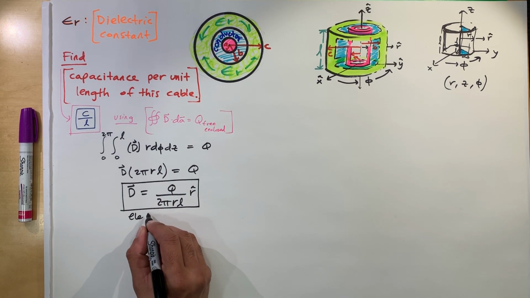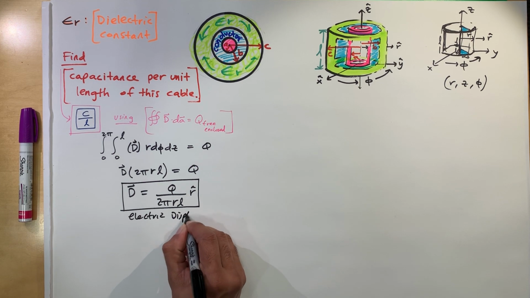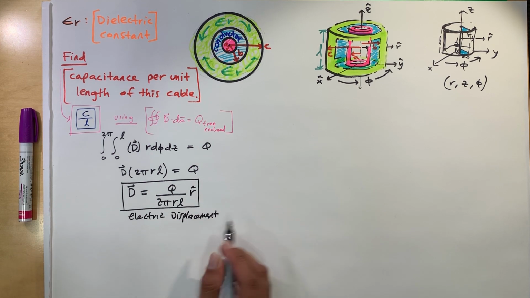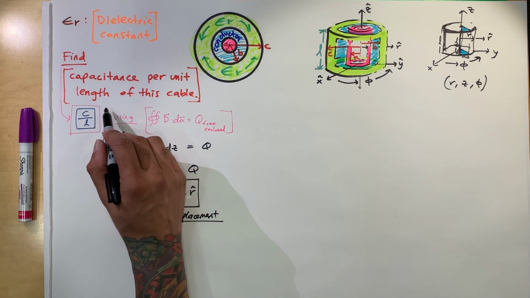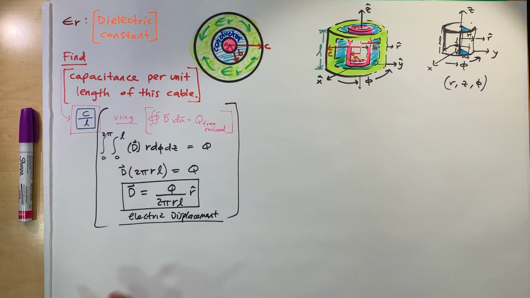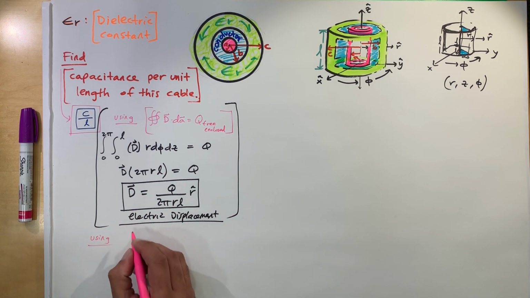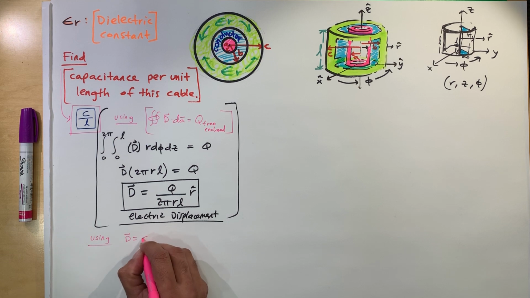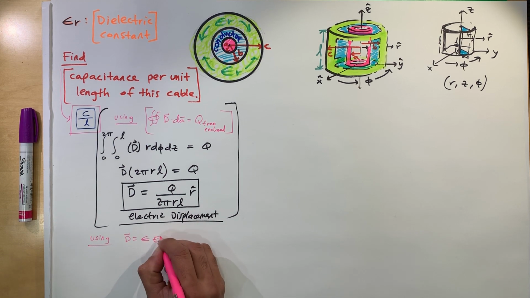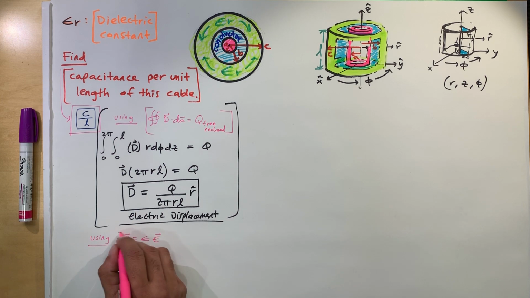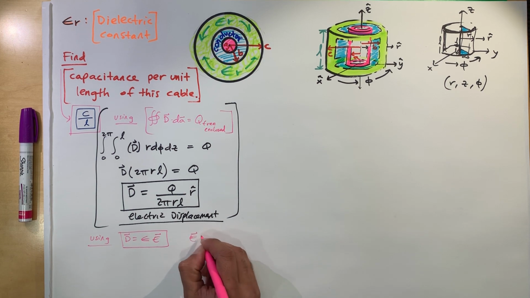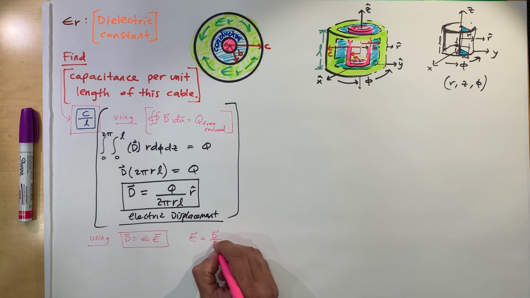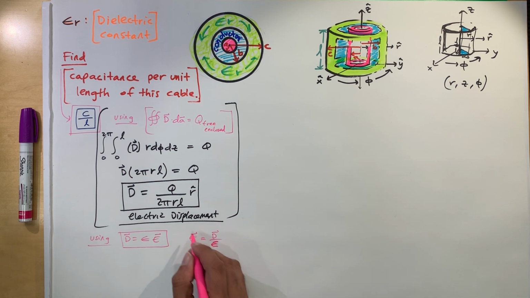Now the next thing that I find easy to find once I have the electric displacement is the electric field, because electric displacement is equal to absolute epsilon times the electric field. So we're going to use this equation. Rearranging it, we get the electric field equals the electric displacement over epsilon.